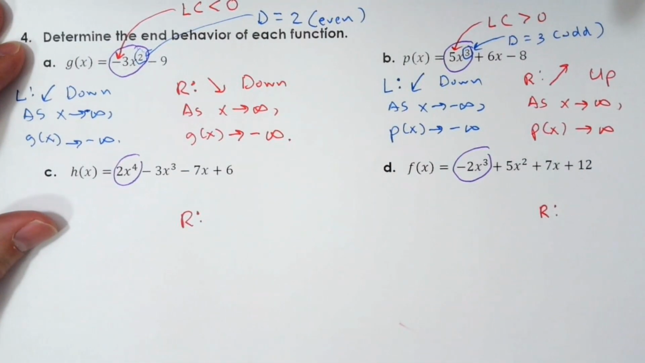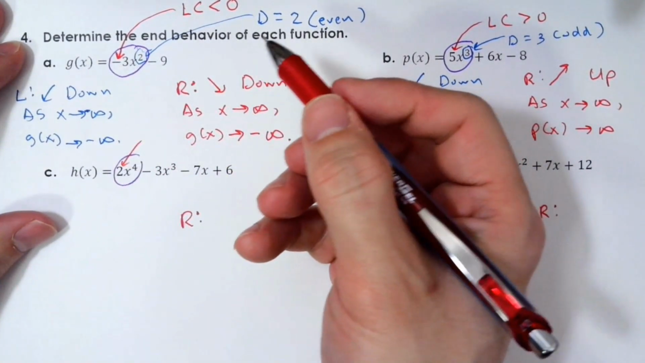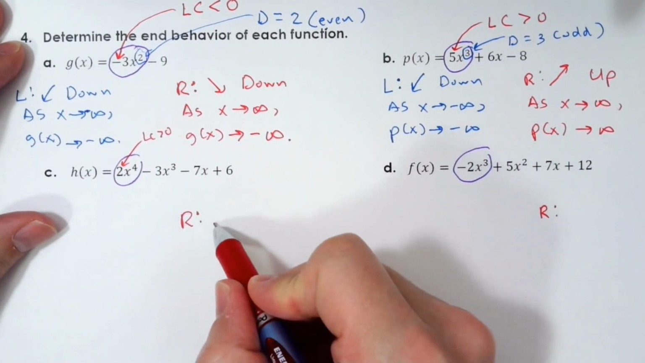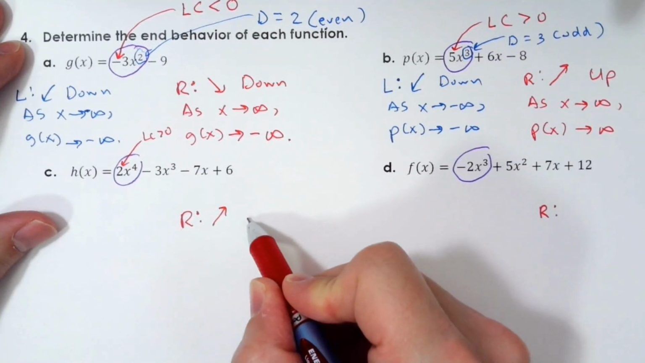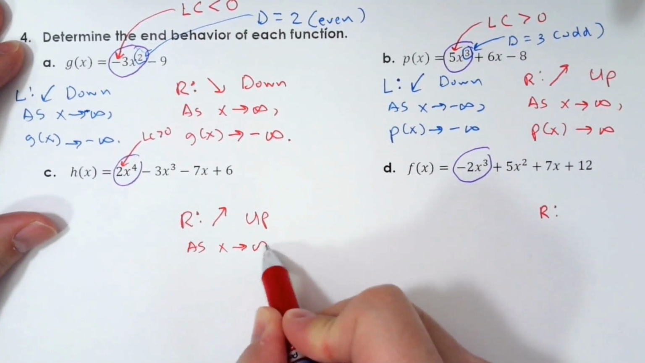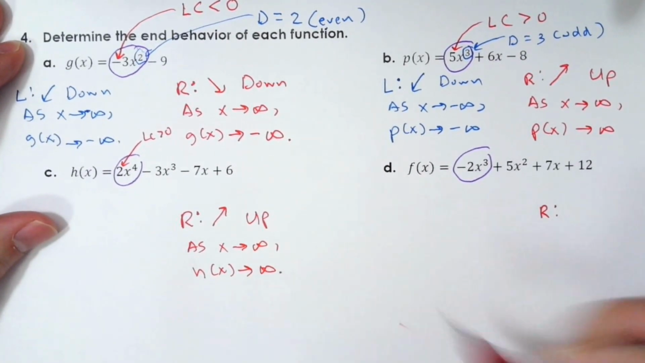Here, our leading coefficient is positive. That means our right end behavior is up. Or you could write the word up. Or you could write as x goes to infinity, h of x also goes to infinity if your teacher prefers.